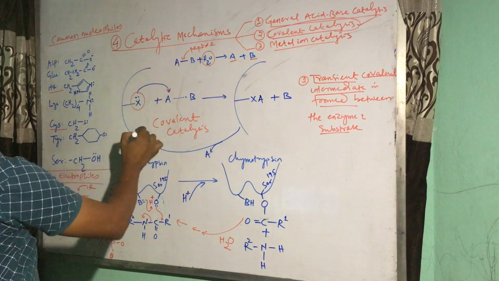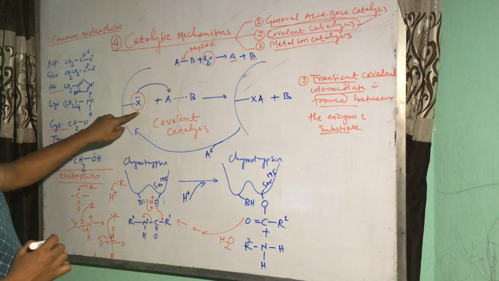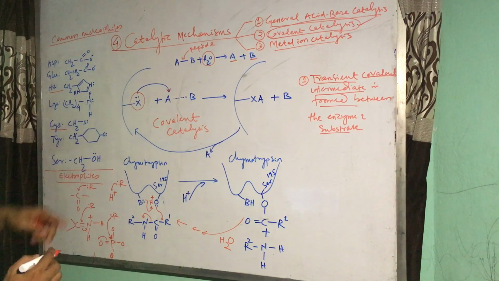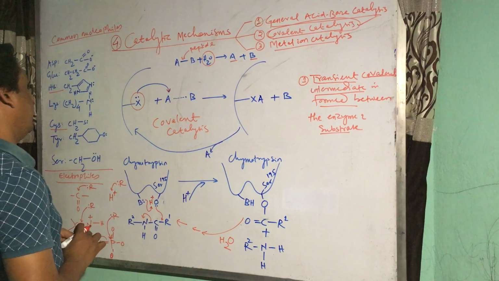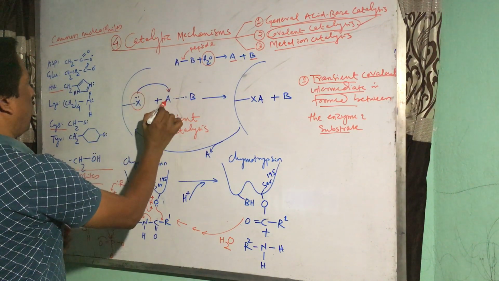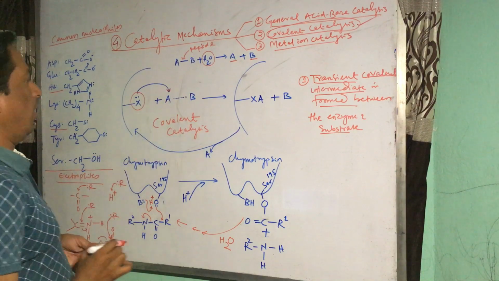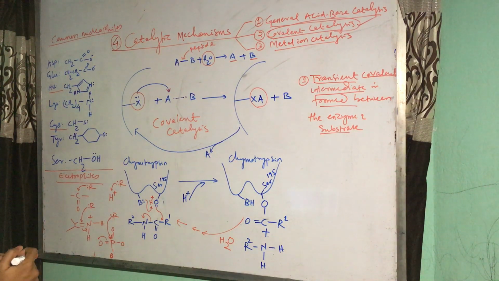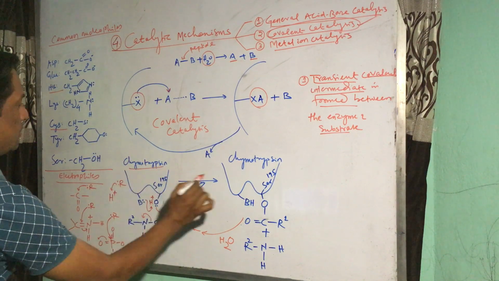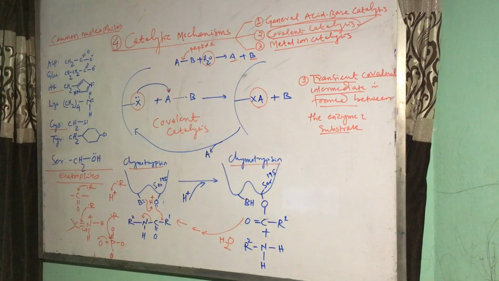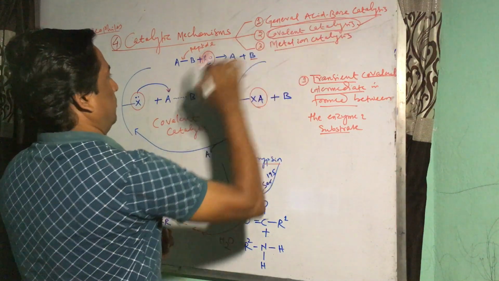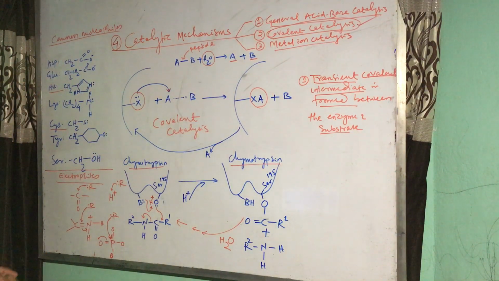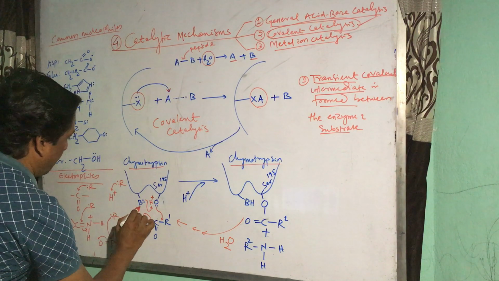However, chymotrypsin possesses a powerful nucleophile at its active site, which forms a transient covalent bond with one of the reaction intermediates. If we look at the mechanism, chymotrypsin is one of the enzymes which is also categorized under general acid base catalysis.